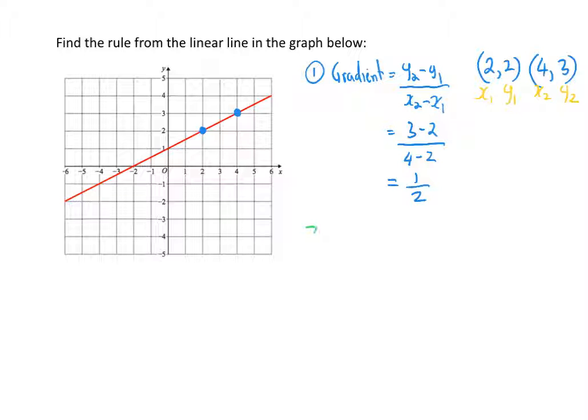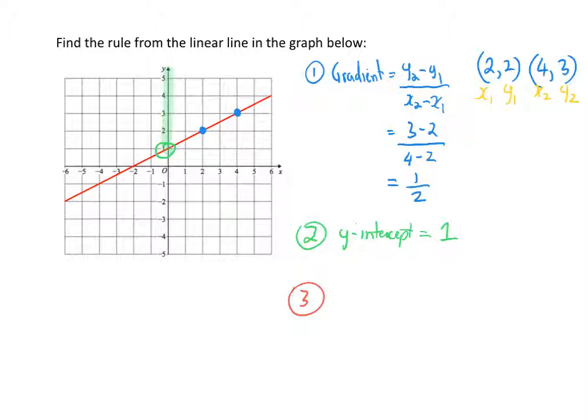The next step is to find my y-intercept. To find my y-intercept, I want to start at the top of my y-axis and go down until I hit my line. Once I hit my line, I want to have a look at what value I stop at, and that is 1. So my y-intercept is 1.